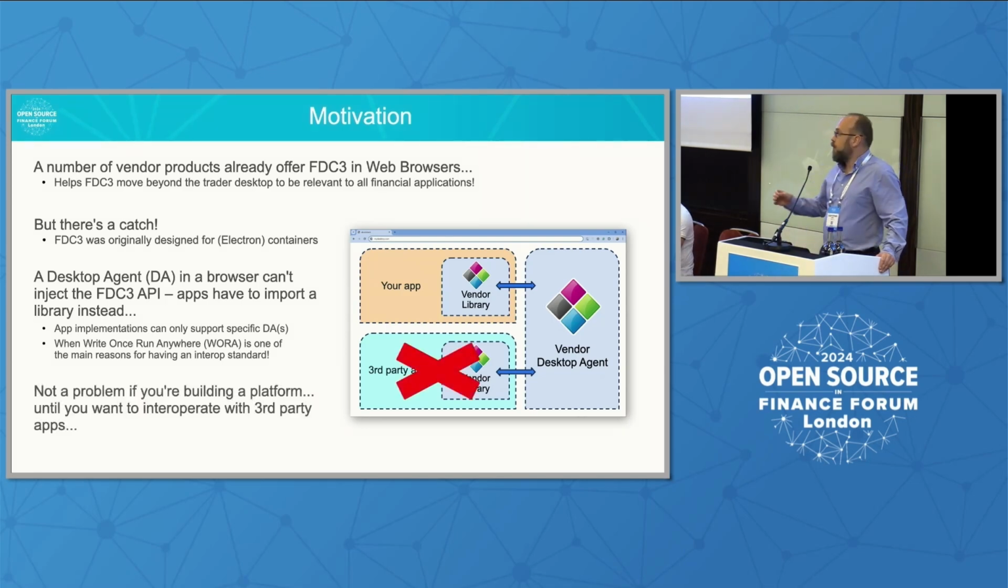Now, that's not a problem if you're building a platform with lots of your own applications talking to each other, but as soon as you want to interoperate with third-party applications and other firms, it becomes a problem. You're back to making a prior bilateral agreement on a particular vendor that you're working with, at which point there's not as much point to working with the standard.